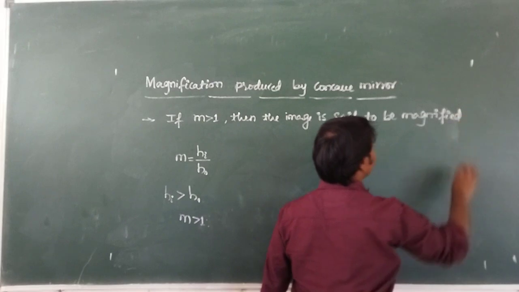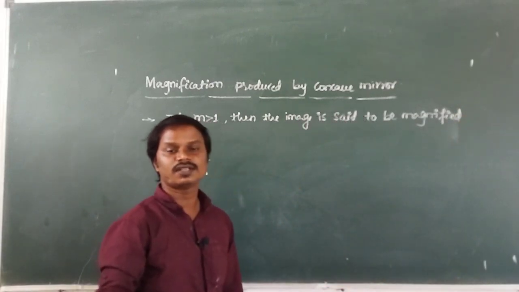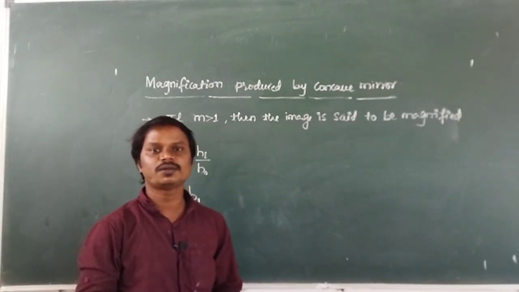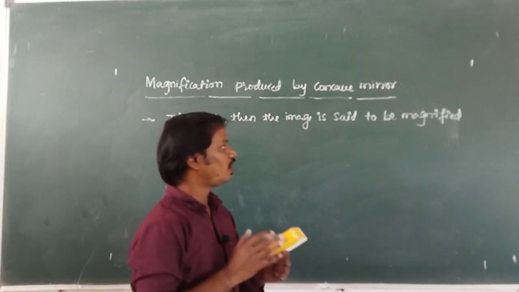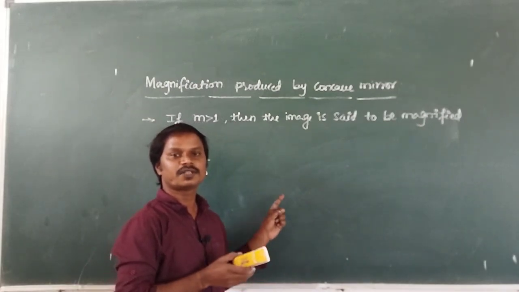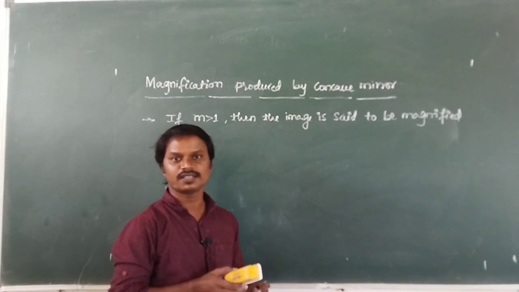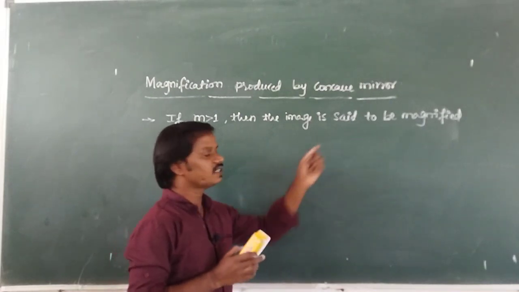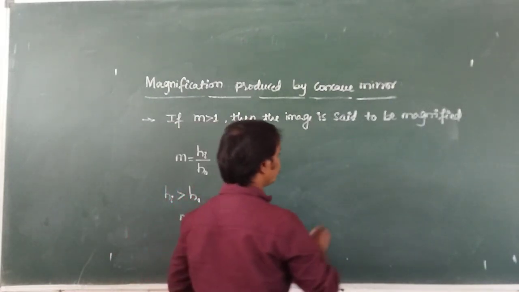And here the magnification may be greater than 1, less than 1 or equal to 1, that depends on the position of the object. If the object lies in between center of curvature and focus of the concave mirror, the image is magnified. See here, let us draw the ray diagram.